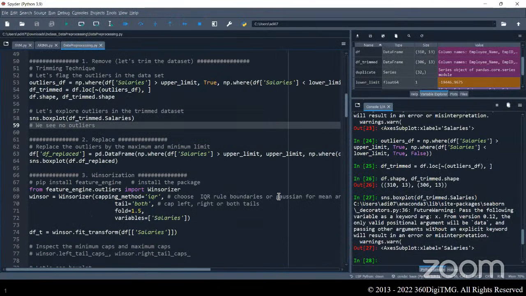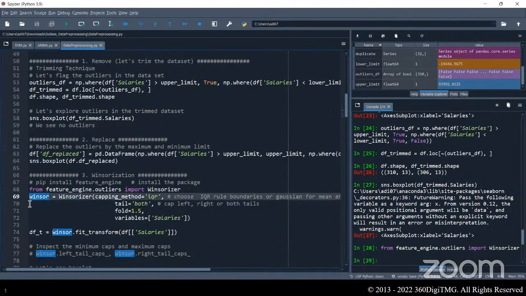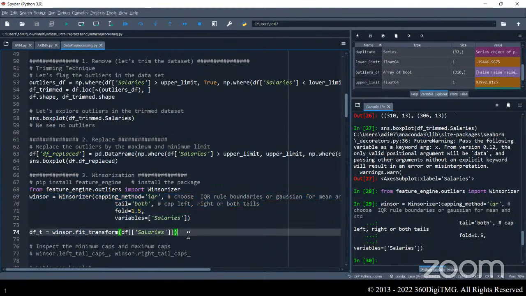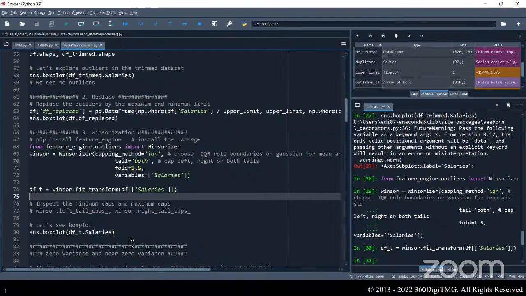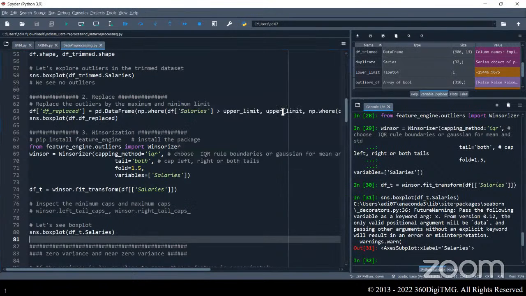The second thing we do is Winsorization. We'll replace the outliers by the maximum and the minimum limit. We'll take this upper value and change the outlier values to this upper limit value. So let's import the library and run it. We'll fit transform our data and then take a look at the box plot again. And again, we have removed the outliers.